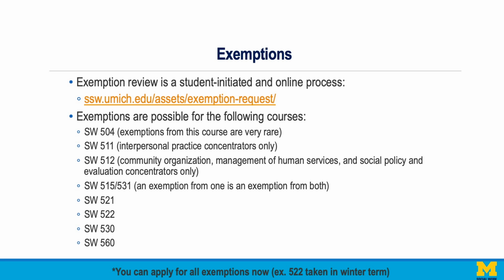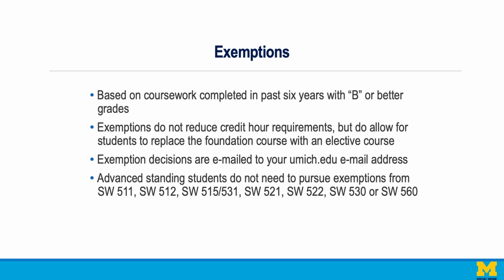Social Work 515 and Social Work 531, which are your actual foundation field work, as well as the foundation field seminar. Typically, you can only be exempted from the foundation field if you completed field work on the BSW level as an undergraduate. Students can also pursue an exemption from Social Work 521, the Intro to Interpersonal Practice course, Social Work 522, the Research course, Social Work 530, the Policy and Services course, and Social Work 560, the Introduction to Macro Practice. Exemptions are based on coursework completed in the past 6 years with a B or better grade.